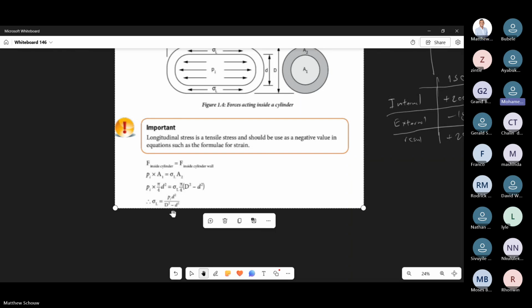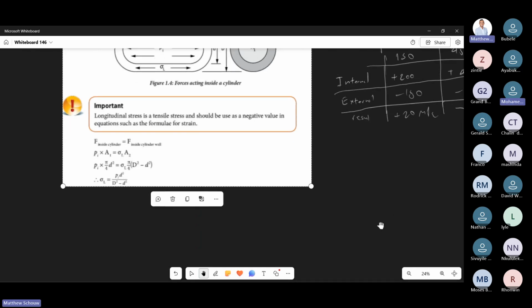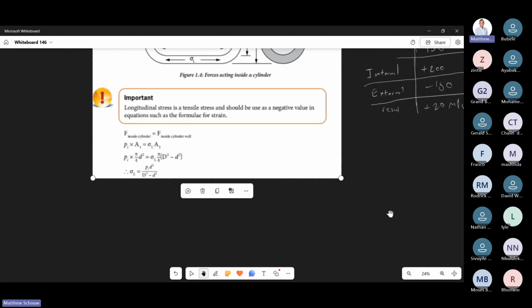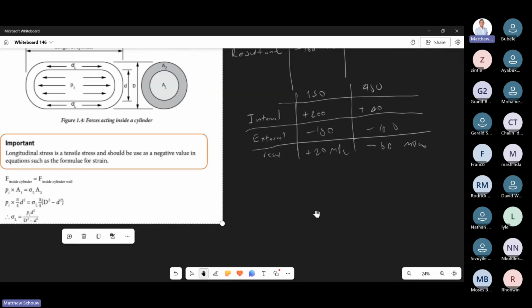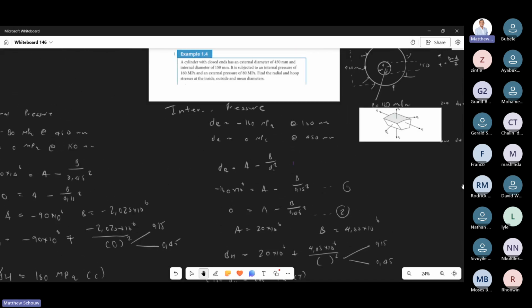It's G squared over T squared minus T squared. Now to verify what I'm saying: does it make sense why it must look like this? Because it's a thick cylinder now, it can't be just 4t. Look at the internal pressure. It's 80 megapascals, and I'm going to use 450 and 150.